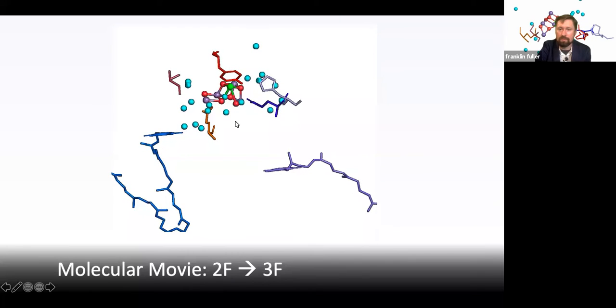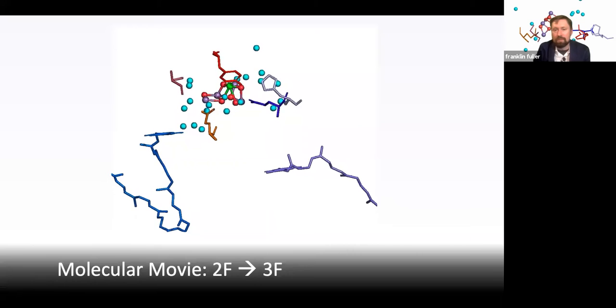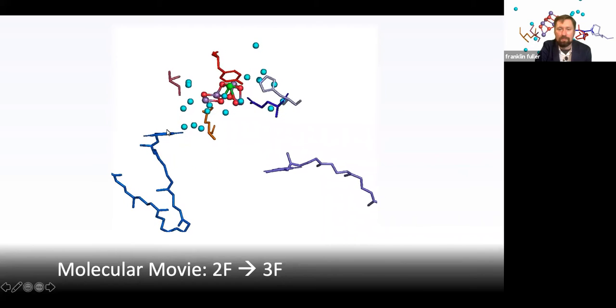The other thing to notice in this view is this cloud of blue balls. Those are water atoms. They're moving around a whole lot more on the right side than they are on the left side.